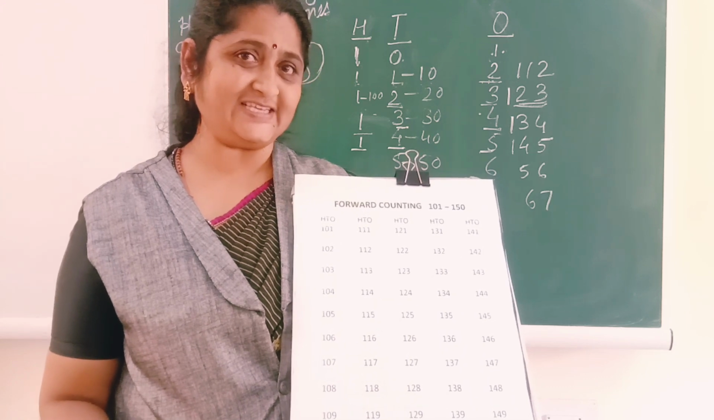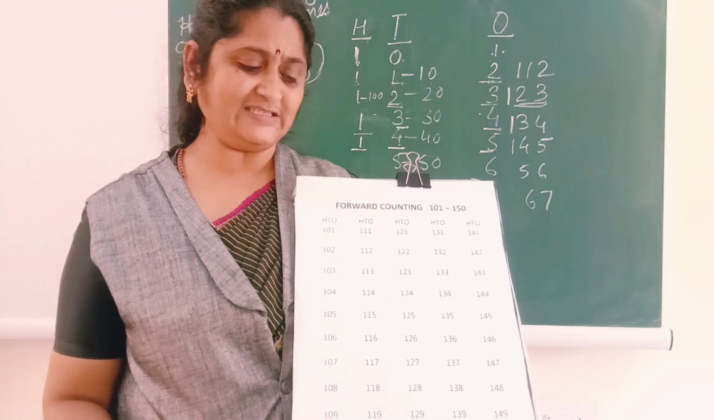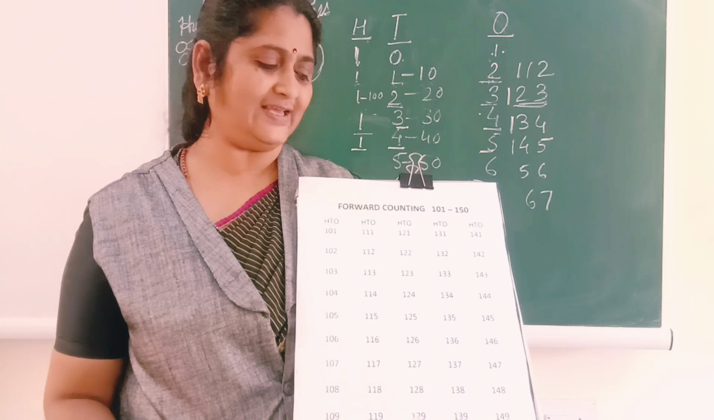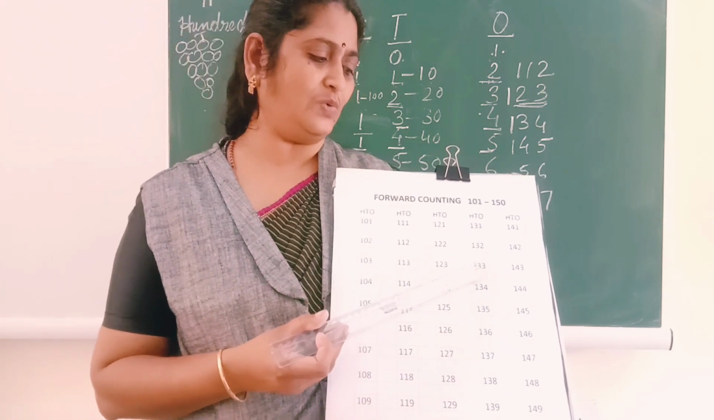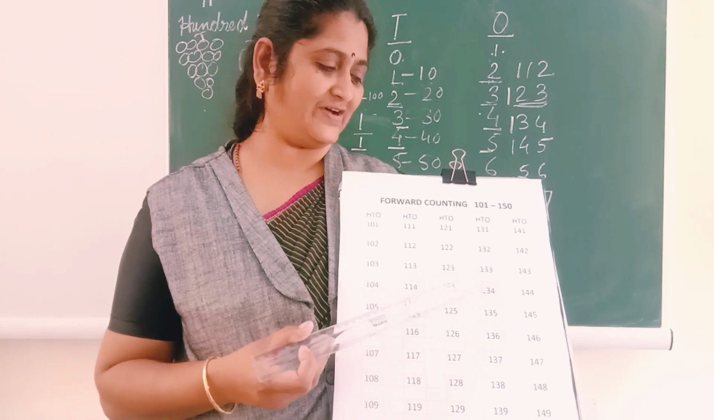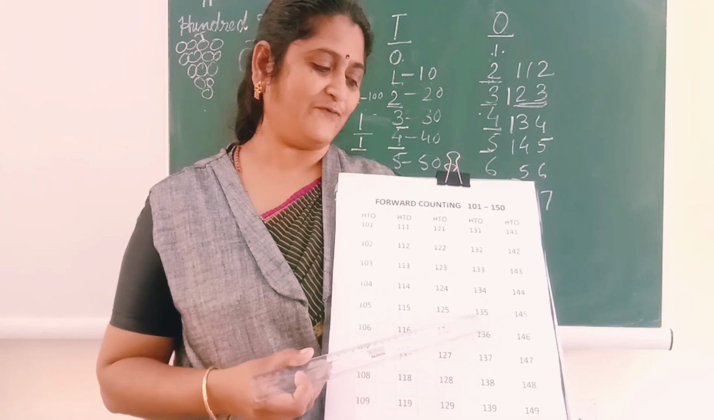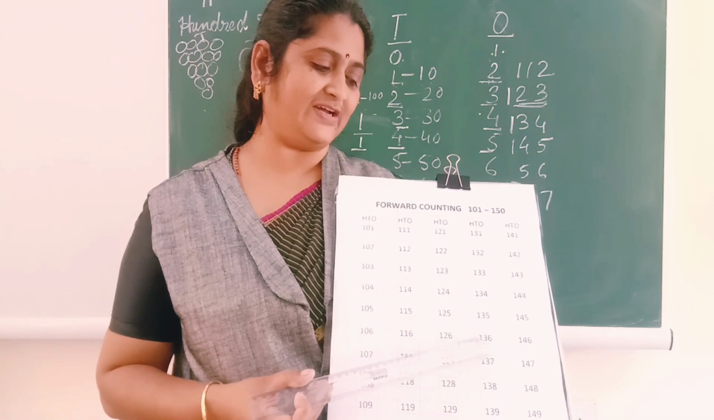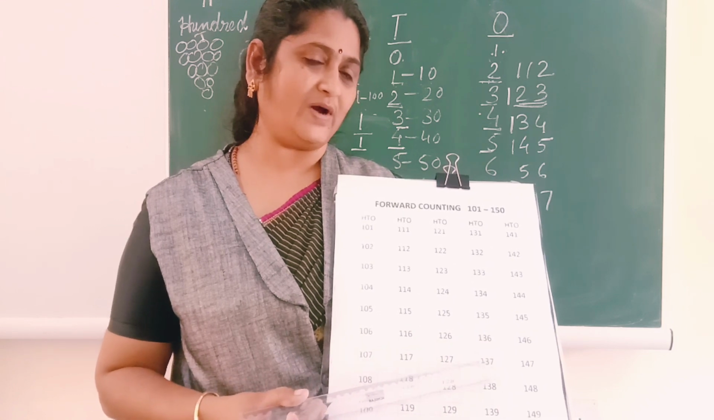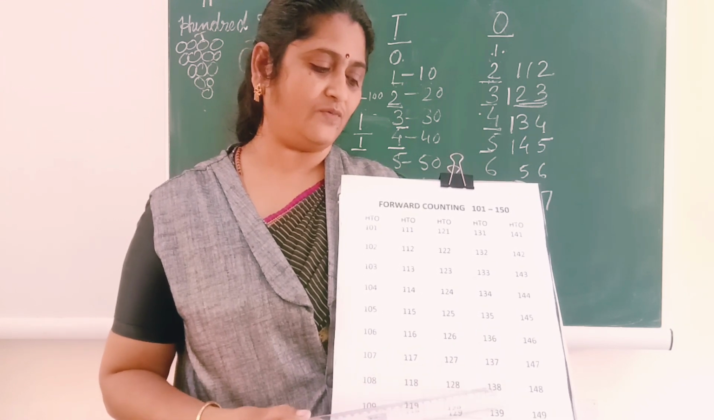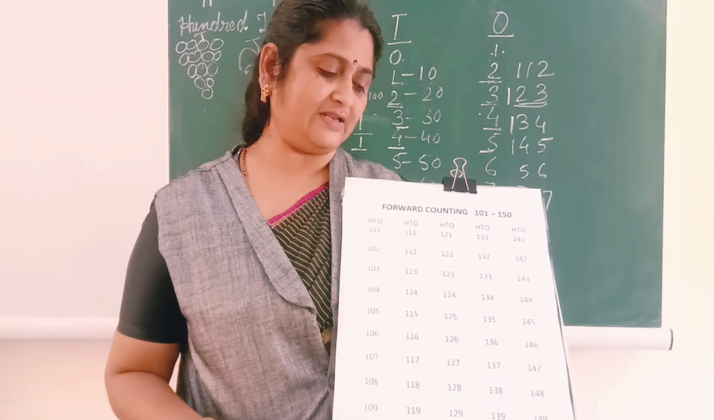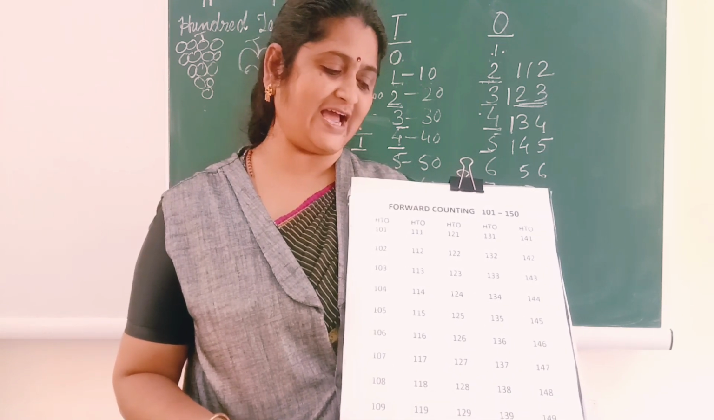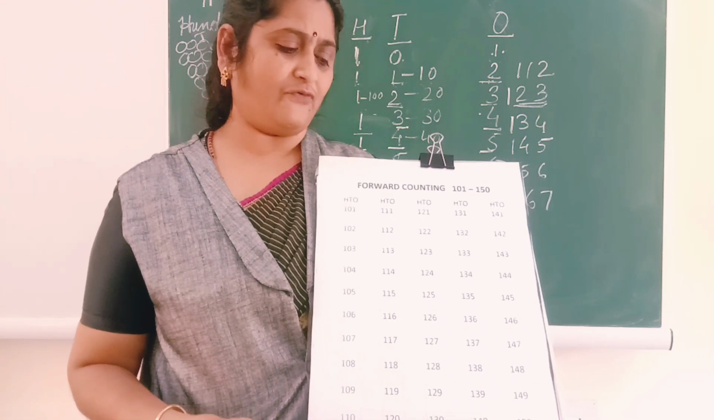See, again the number changed. Now the middle number is 3 and we will read it as 130. 131, 132, 133, 134, 135, 136, 137, 138, 139.